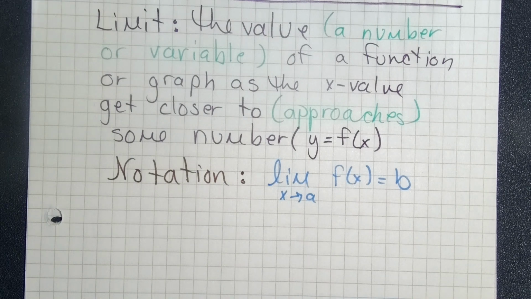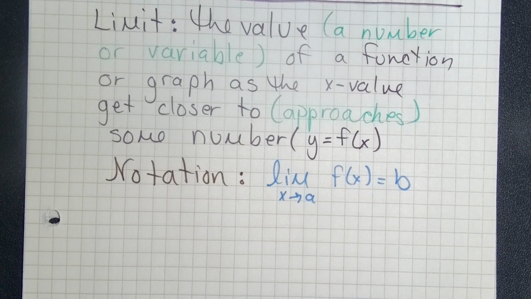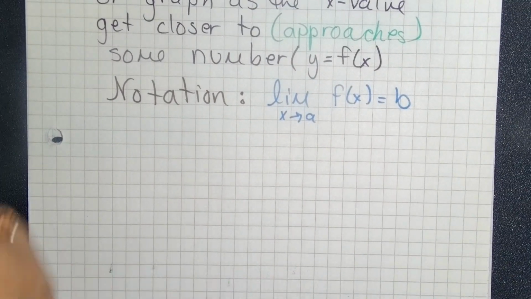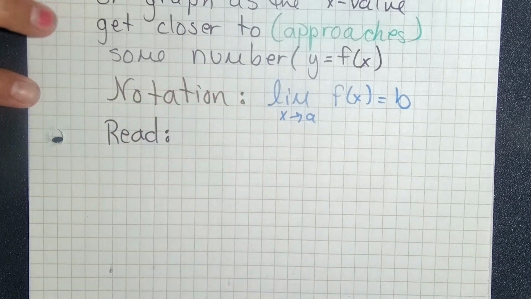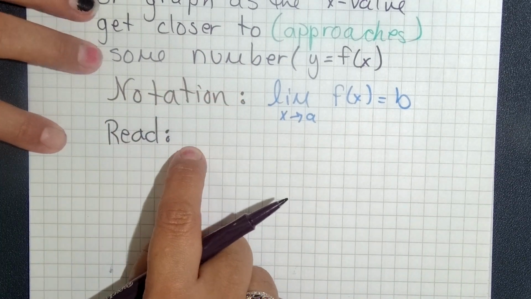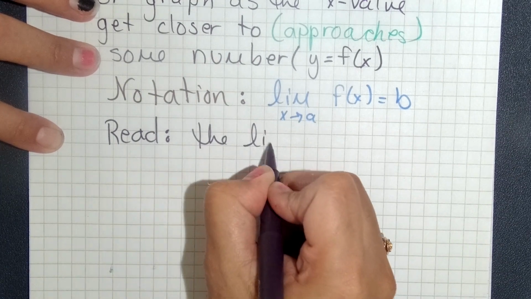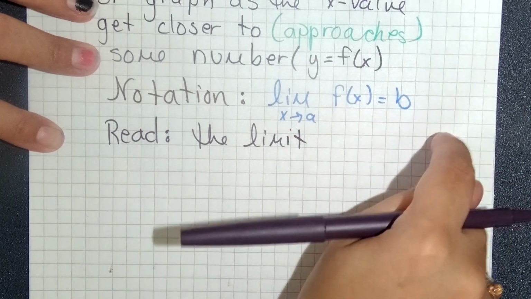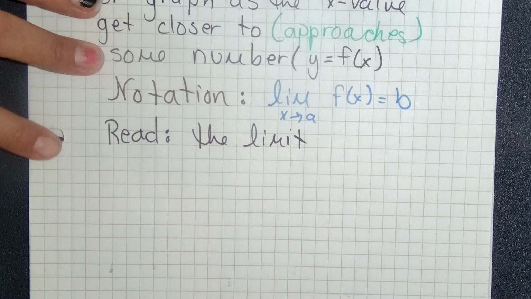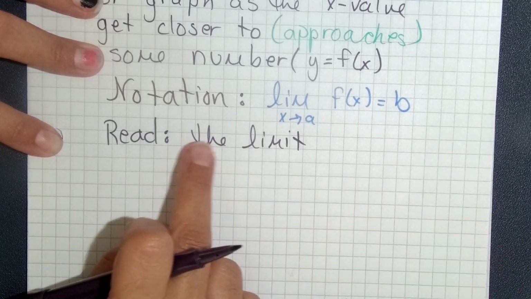In my almost 15 years of teaching, I still get students who don't use correct mathematical vocabulary. That's because you don't know how to read the symbols, okay? So I'm going to write down how it's read, so this way you know how we read this in math, okay? We read this as follows. The limit. Because we don't say "lim x arrow a f parentheses x parentheses equals b." We don't say that. We actually use correct mathematical vocabulary, so we read this as the limit.